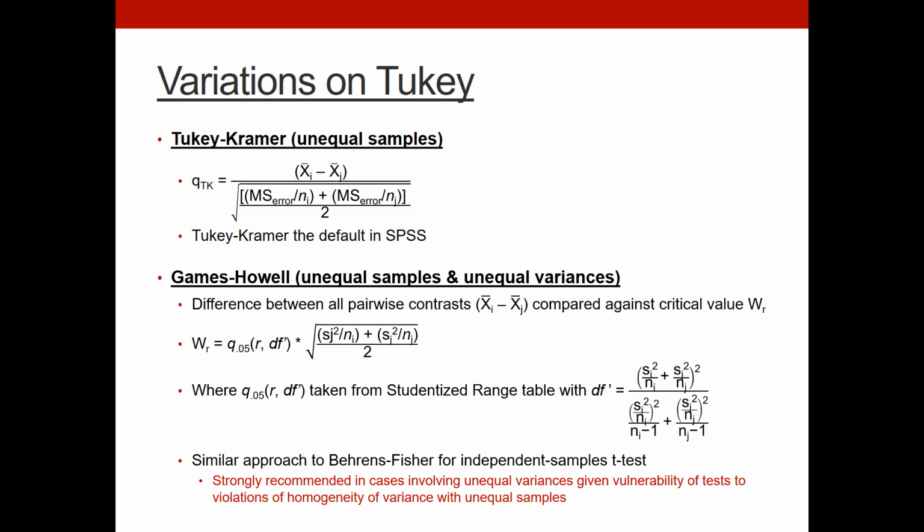So if you've got different sample sizes, and you think you might have a discrepancy in your variances, this Games-Howell is probably where you're going to want to go if you're using some variation on Tukey. Okay, so again, Tukey-Kramer, default in SPSS, just adjusting for unequal sample sizes. Games-Howell, adjusting for unequal samples and unequal variances here. But basically the same idea conceptually as Tukey-HSD.